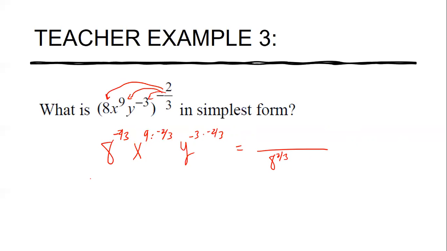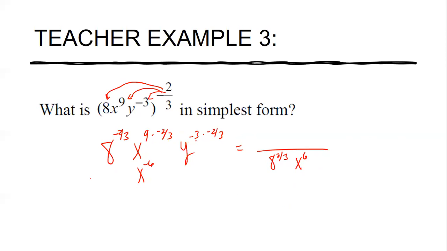Here, I have 9 times -2 to the 3rd. What is 9 times -2? -18, right? And -18 divided by 3 is -6. Notice how I'm saying -6. So if this is x to the -6, it actually belongs in the denominator. So it becomes x to the +6.